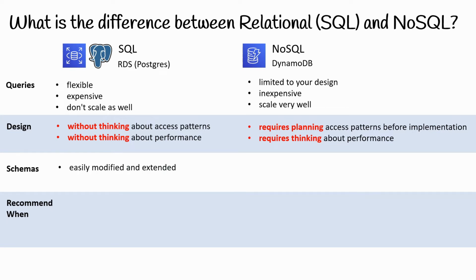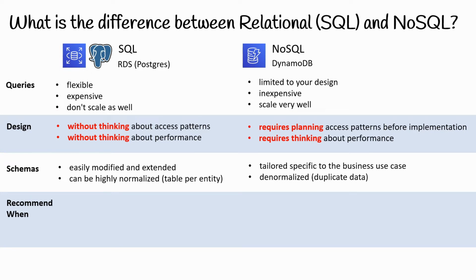For your schemas, they're very easy to modify and extend in SQL. And your schemas are going to generally be highly normalized, so table per entity. It's going to be very clear and easy to understand what's going on. For DynamoDB, you're going to tailor your schemas for the business use case, and you're not trying to change them too much. And generally, the data is better to be denormalized. So you'll have duplicate data in some tables, which can get messy if you're not well organized. But that's the difference there.